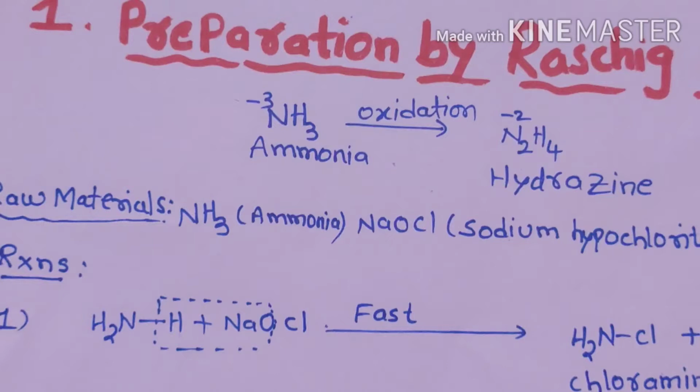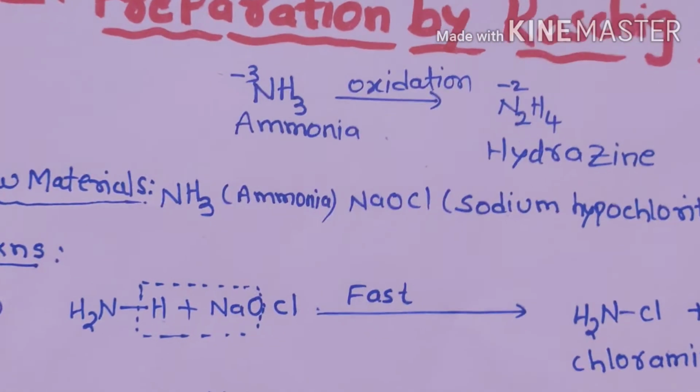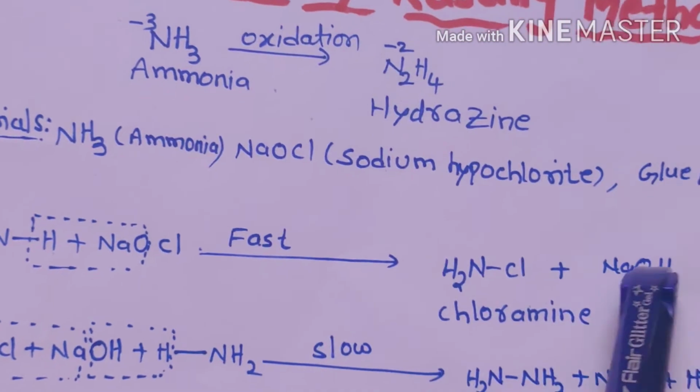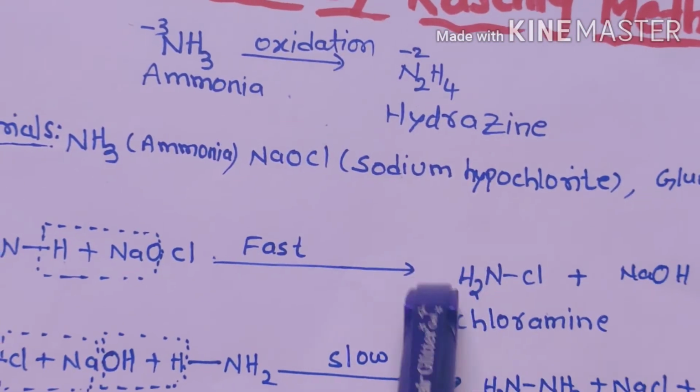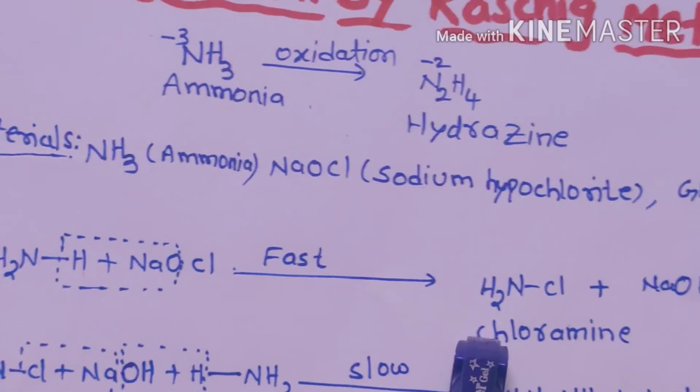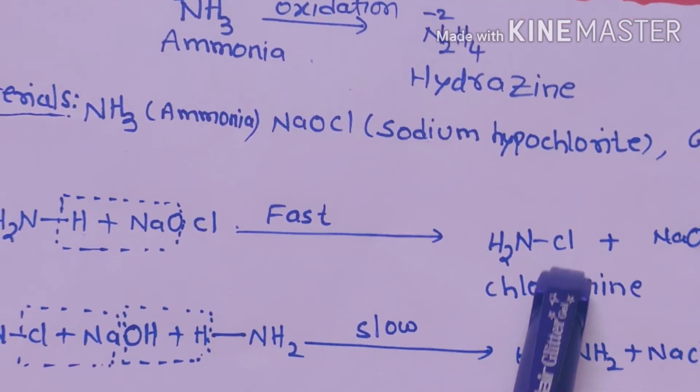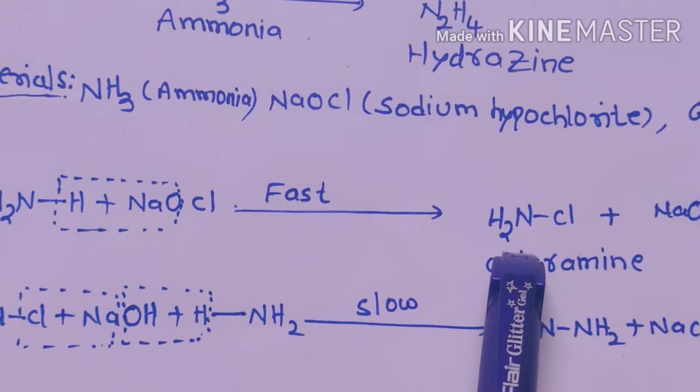In the first step, ammonia reacts with the sodium hypochlorite and forms chloramine and sodium hydroxide. The name of this compound can be easily remembered. Here the NH2 group is known as the amine and Cl is known as the chlorine. So the chloramine formula is NH2Cl.